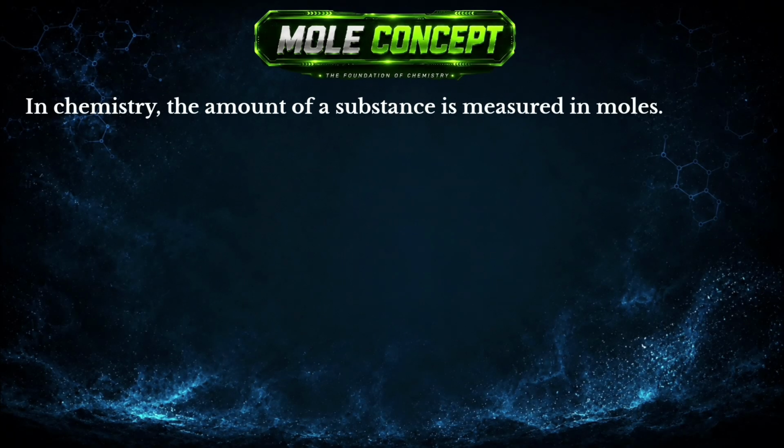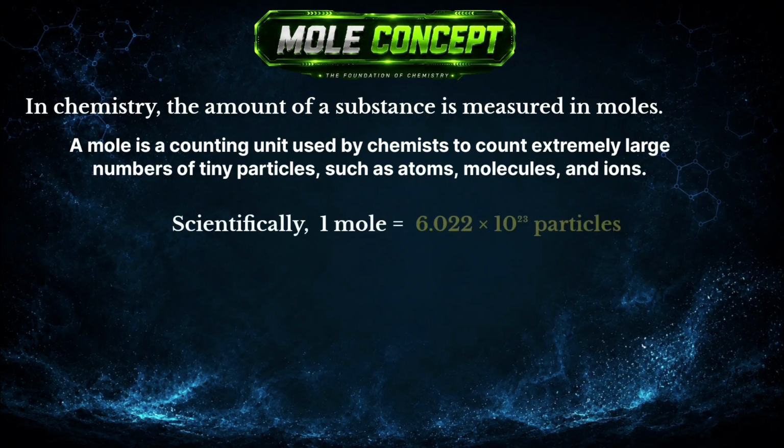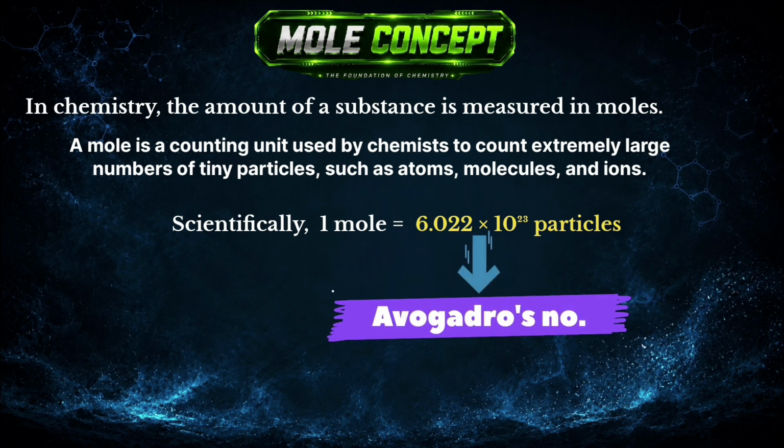In chemistry, the amount of a substance is measured in moles. A mole is a counting unit used by chemists to count extremely large numbers of tiny particles such as atoms, molecules, and ions. Scientifically, 1 mole contains 6.022 times 10 to the 23rd power particles. This number is called Avogadro's constant, or Avogadro's number. That may seem like an incredibly large number, but remember, atoms and molecules are extremely small. That's why chemists need such a large counting unit.